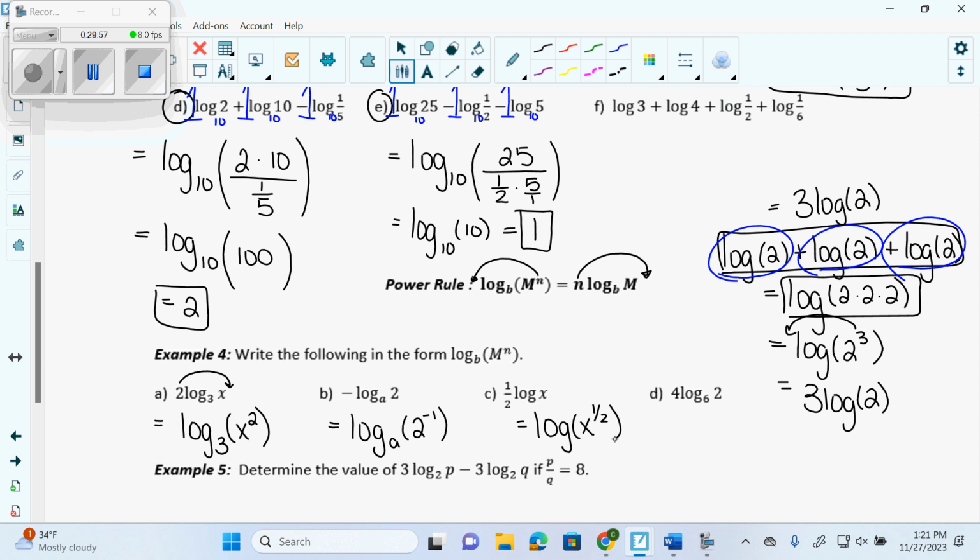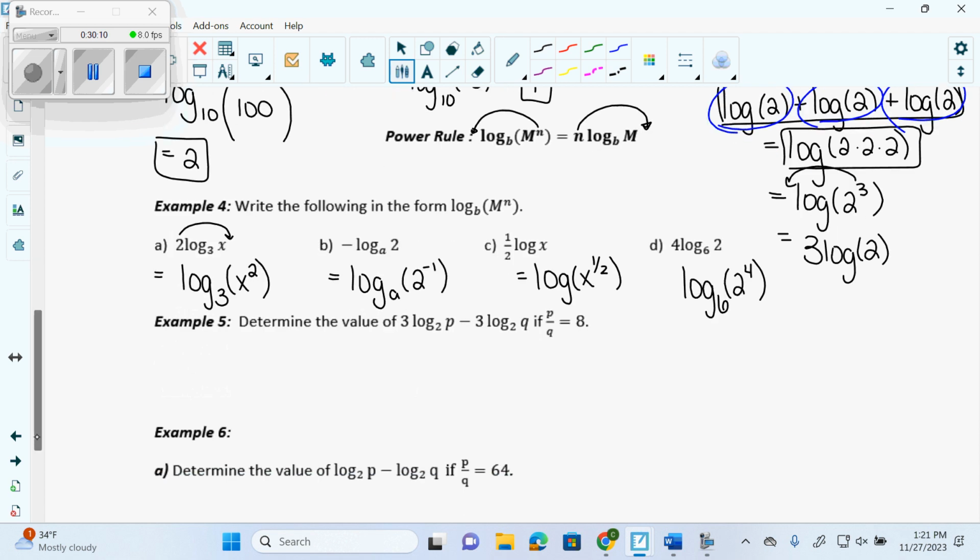I could make this be log base 6 of 2 to the 4. All that you need to know is you can take the numbers in front of logs and bring them up to exponents. And why is that helpful? Because I can't put them together unless I actually have ones in front, right?